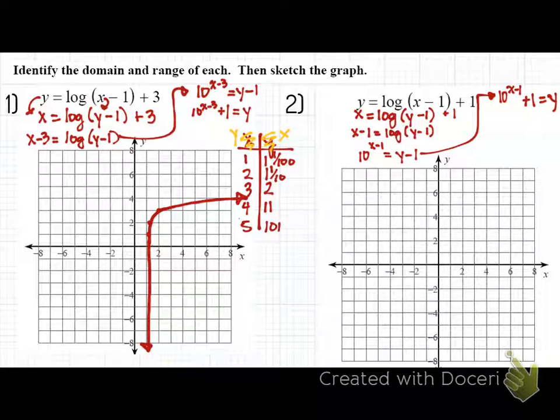Okay? Then I'm going to make my xy table. I'm going to pretend like I'm going to graph this. I have to ask myself, what do I need to do to make my exponent equal to 0 here? What should x be first? 1, right? Because 1 minus 1 is 0. When I put 1 in, I get 2, right? Because 1 minus 1 is 0, 10 to the 0 is 1, 1 plus 1 is 2.